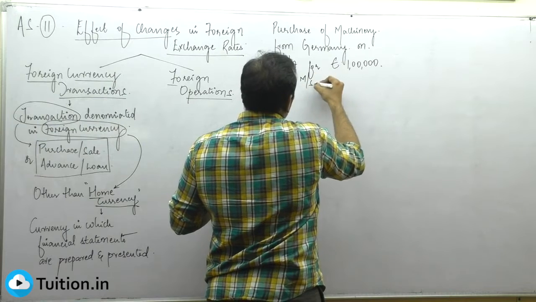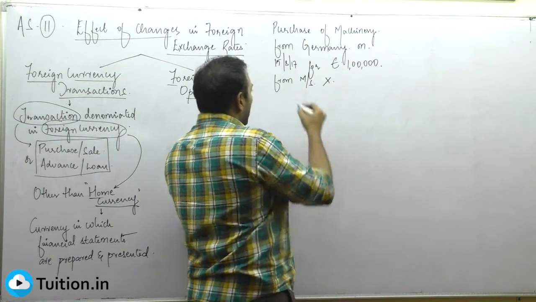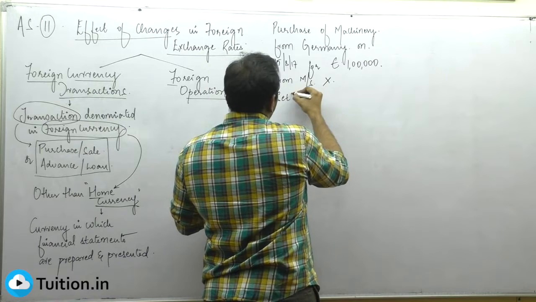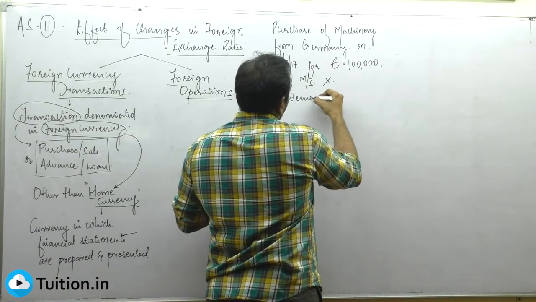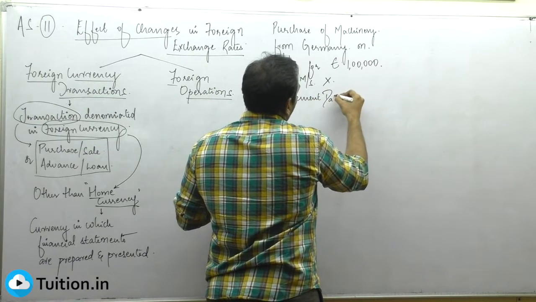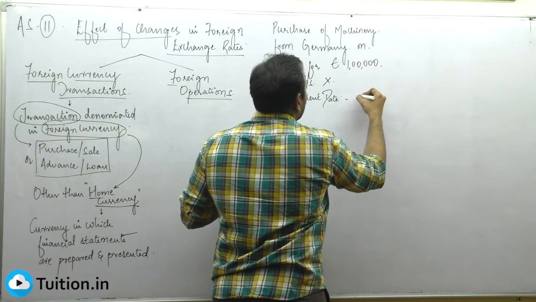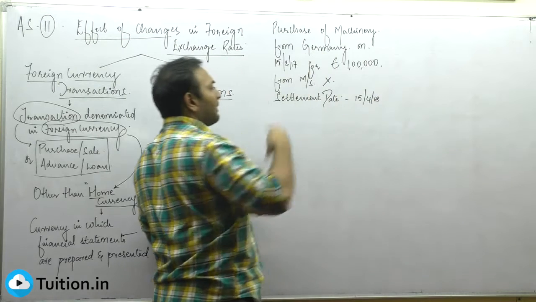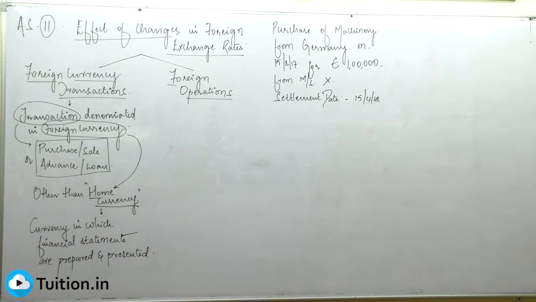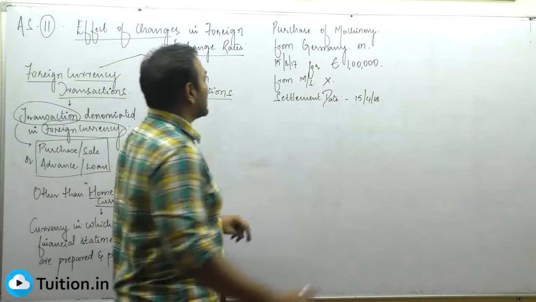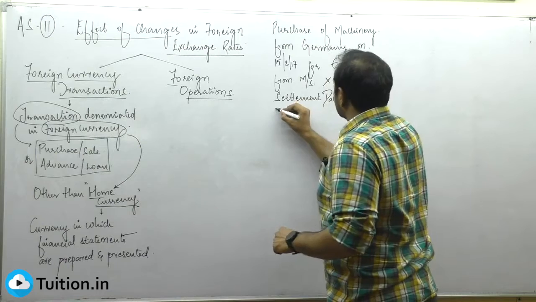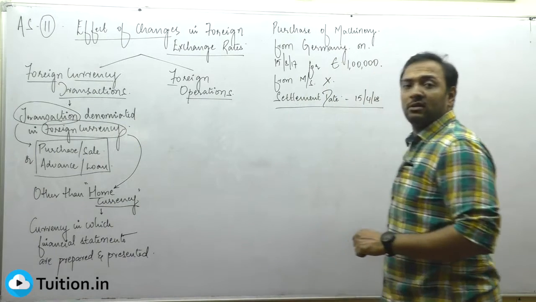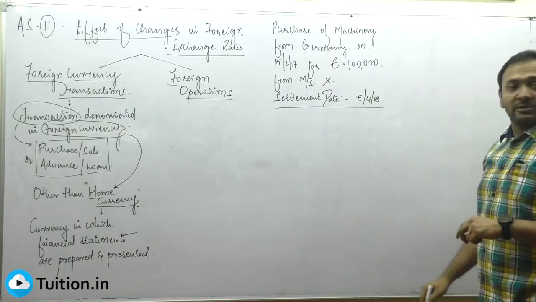I have purchased it from Germany for 1 lakh euro from one party X, and the settlement date, let's say, is about 15th of April 2018. So I've been granted enough credit period, and the credit period is ending on 15th of April 2018. I have a transaction this way, and I'll have to make sure that I do the settlement by this date. Let's see how the recording happens.